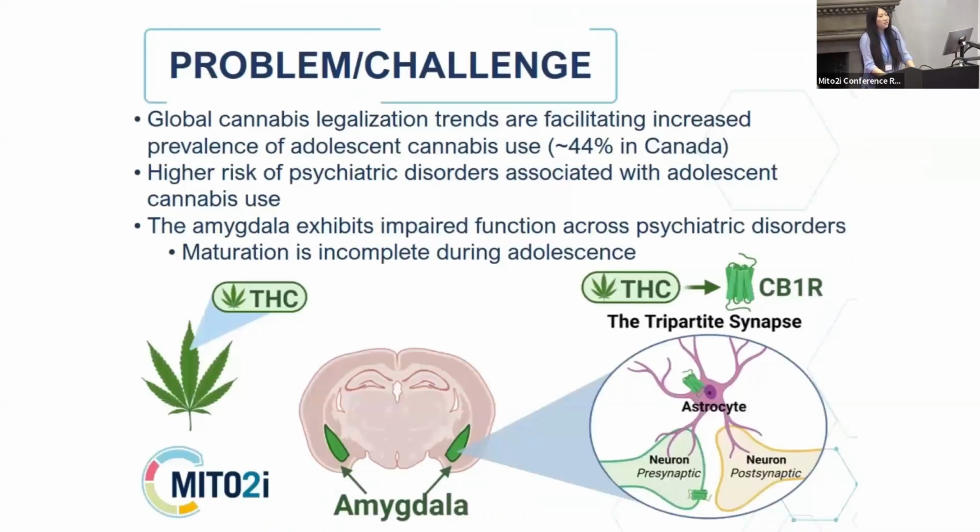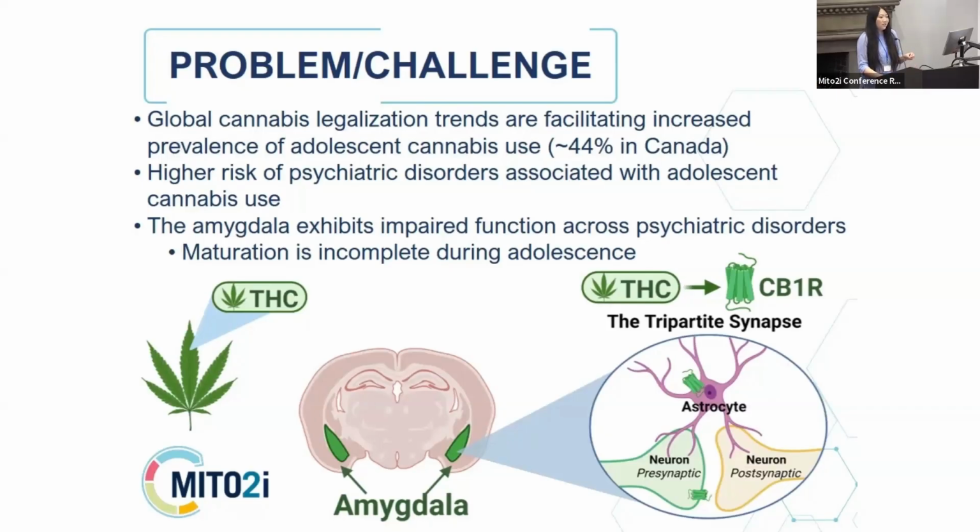With recent cannabis legalization trends across the world, we're seeing an increased prevalence of adolescent cannabis use, which stands around 44% in Canada. And this is of concern because of the increased risk of psychiatric disorders associated with adolescent cannabis use. Across these disorders, the amygdala exhibits impaired functions in anxiety, depression, and schizophrenia. And the amygdala is still not completely mature during adolescence and is therefore vulnerable to exposure to exogenous drugs.